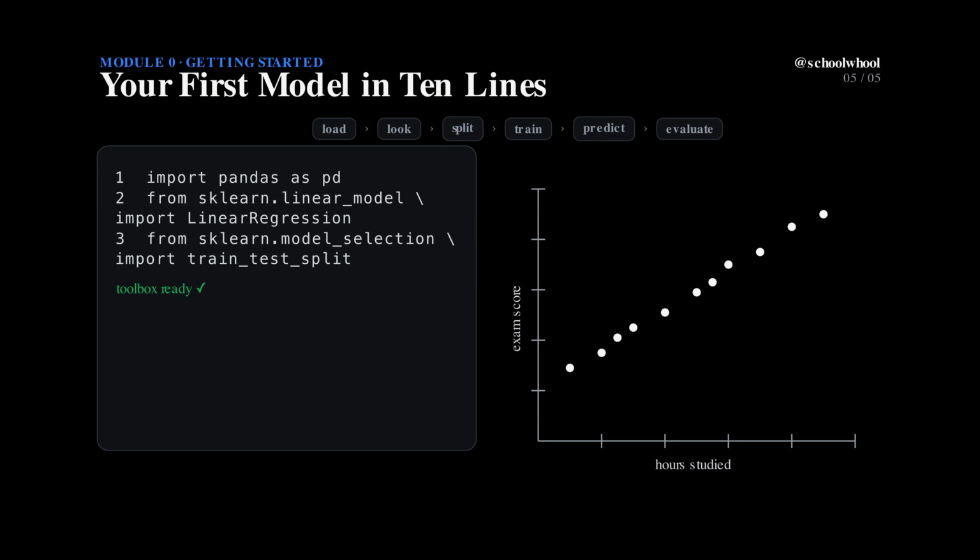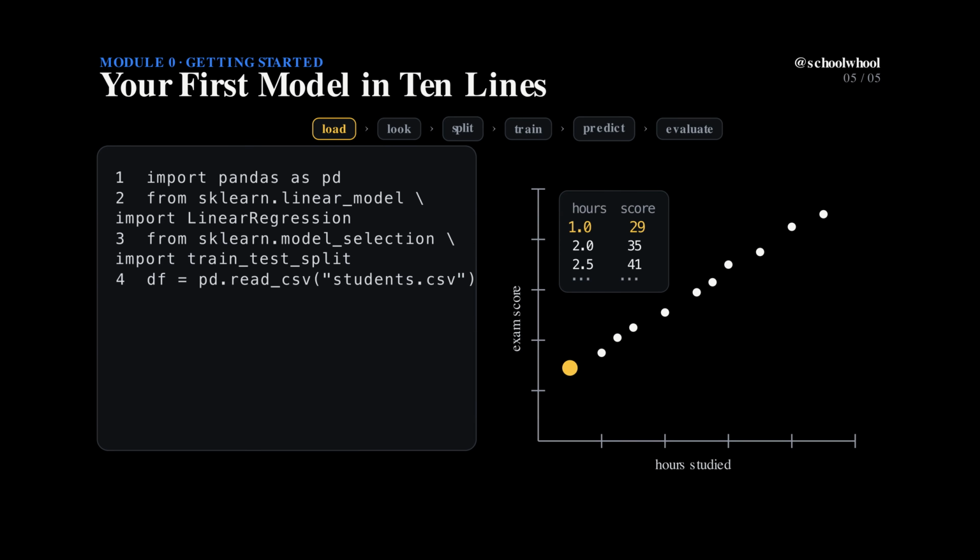Line 4 loads the data. Pandas reads the file and hands us a data frame, a table with 1 row per student, and 1 column per measurement. 11 rows, 2 columns. Hours studied, and exam score. Each row in this table is 1 dot on our chart.